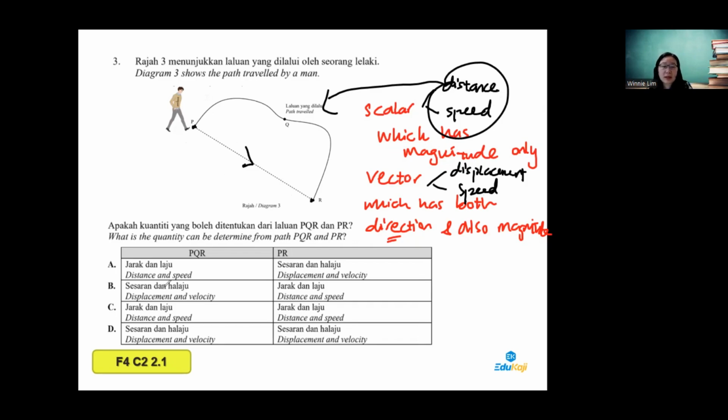Again, we see the options. PQR should have distance and speed, and PR should have displacement and velocity. So the option is A.